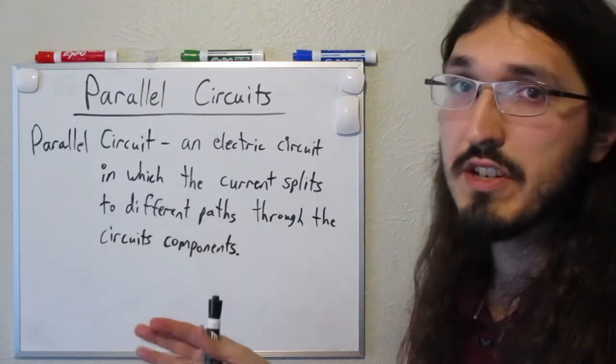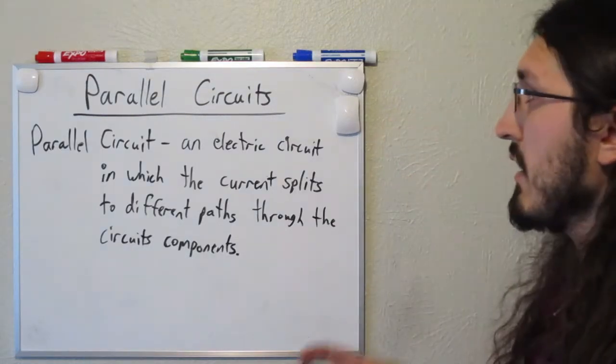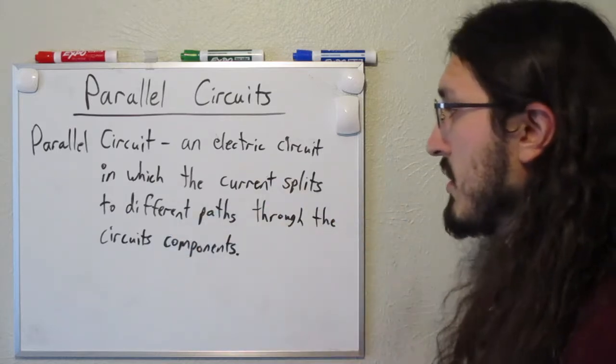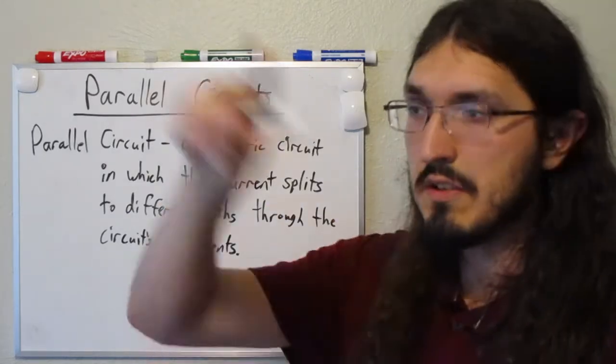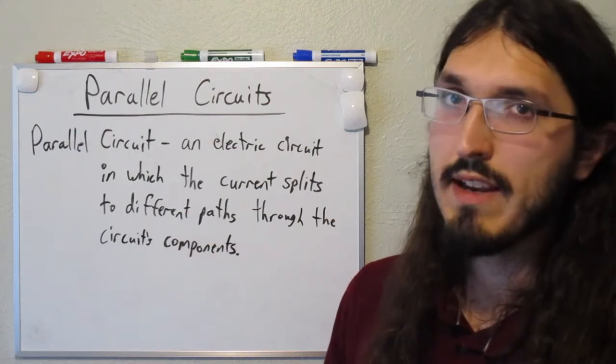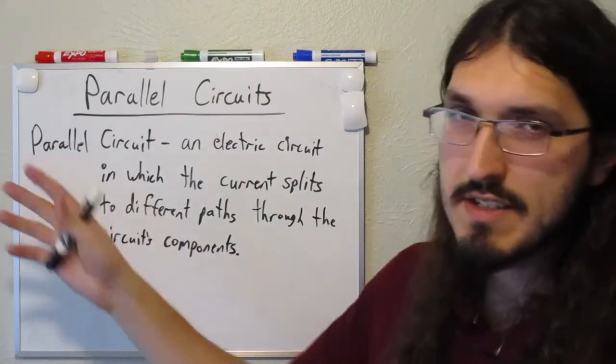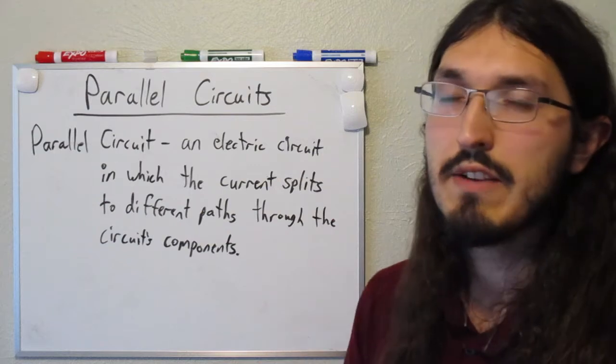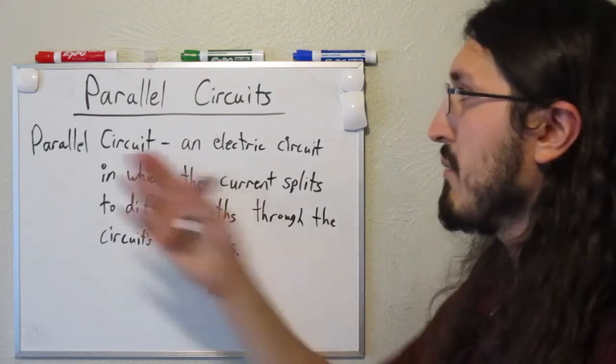Here, written out, is the definition for parallel circuits. They are an electric circuit in which the current splits to different paths through the circuit's components. Okay, so instead of just a single loop, parallel circuits can be more complicated and have branches with different resistors, different components. Parallel circuits are actually very useful. The electrical system in every single house operates off of parallel circuits.